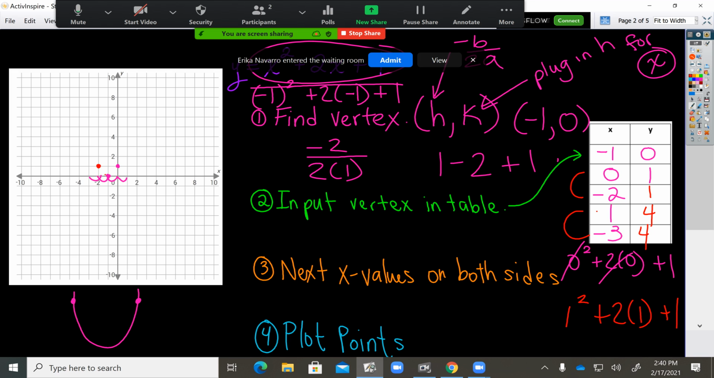Now you plot those points. Negative 2. Oh, we already plotted that one. 1 comma 4. Right here. Negative 3 comma 4. The matching point on the other side. Now you should already see a V or U shape. So you curve it, and you have your graph.